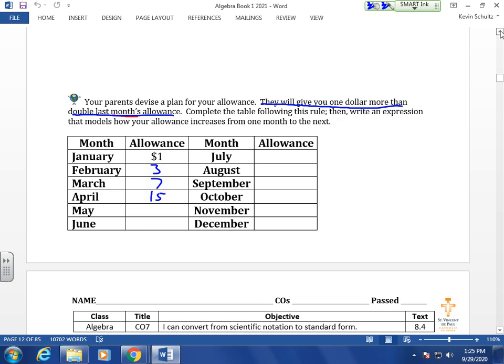The second piece of this is to write an expression that models how your allowance increases from one month to the next. So basically, I'm asking you to take that $1 more than double and write that as an expression. What does that look like?